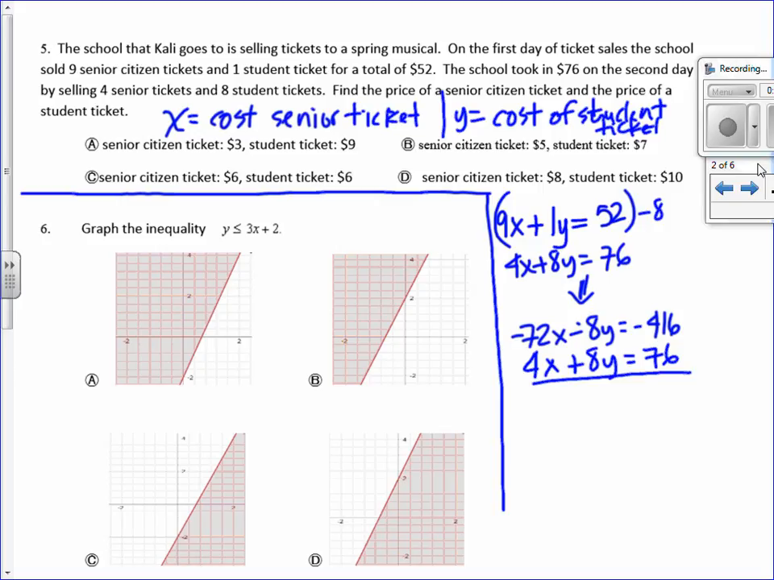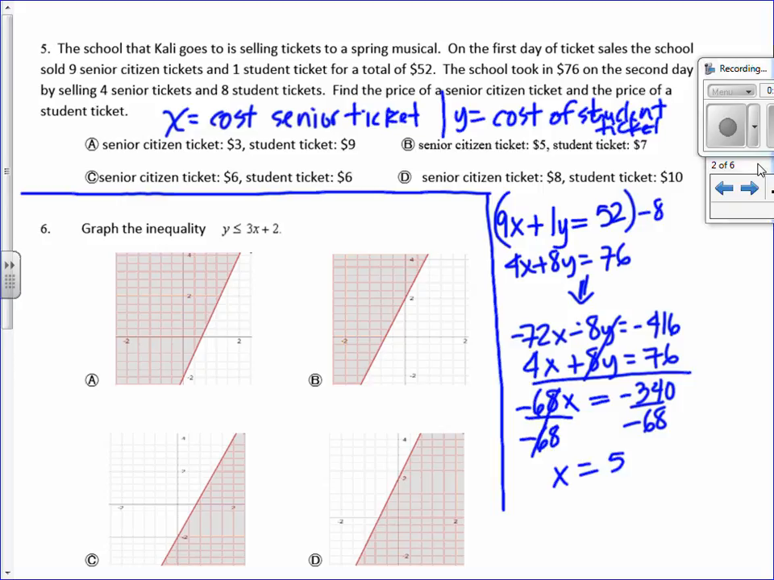All right. So 72 take away 4 is 68, but because the larger absolute value is negative, it's going to be negative 68x. These are gone. And then 416 minus 76 is 340, but it's going to be negative because the larger absolute value is negative. I want to isolate my x value, so we'll divide both sides by 68. And a negative divided by a negative is positive 5.